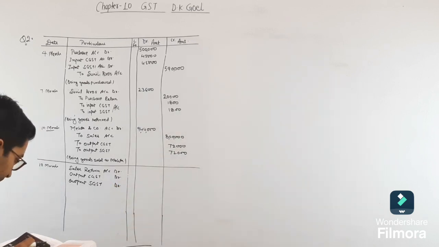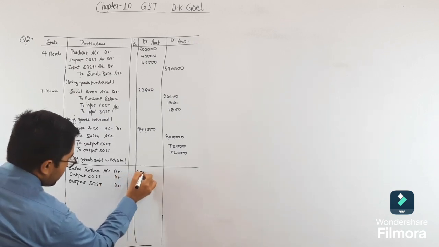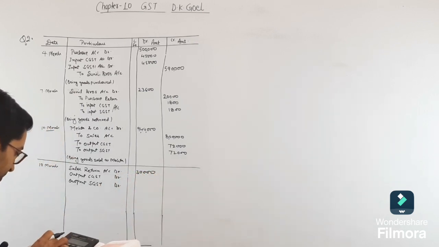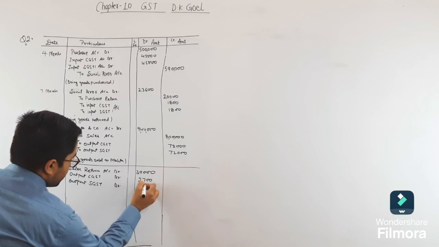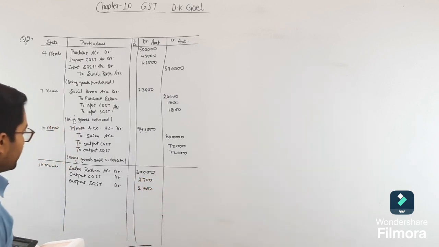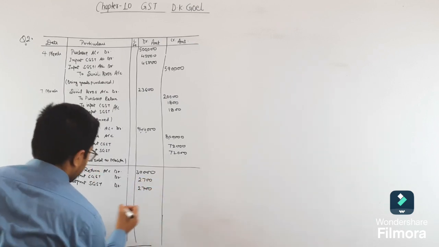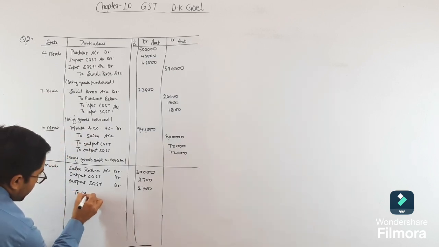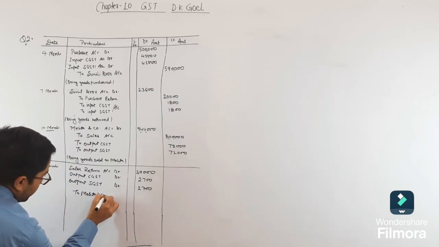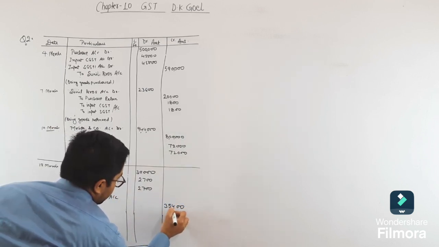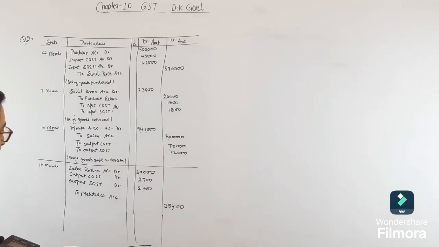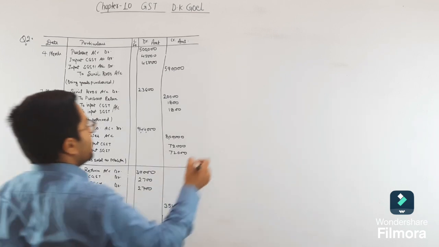How much? The sales return amount is 30,000. Write 30,000, 9% is 2,700, 2,700, total 5,400. Then to Mehta and Company account 35,400. Okay, this is also completed.